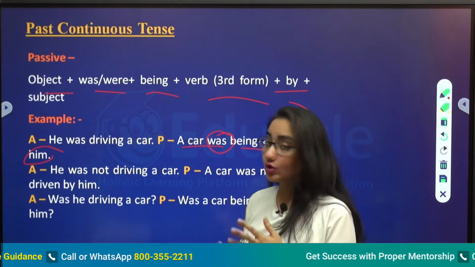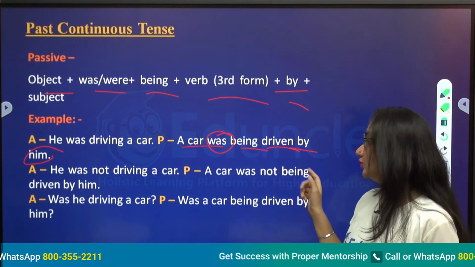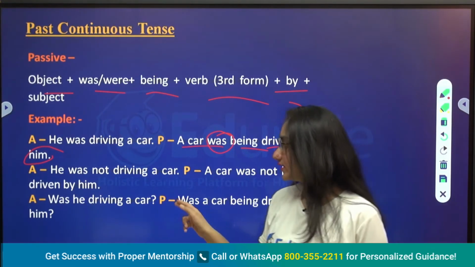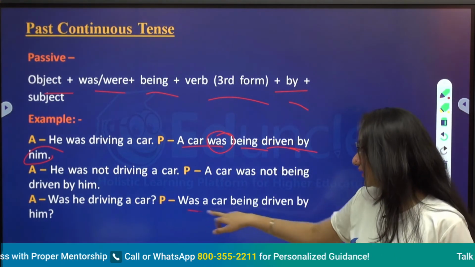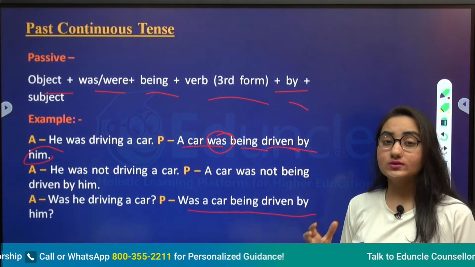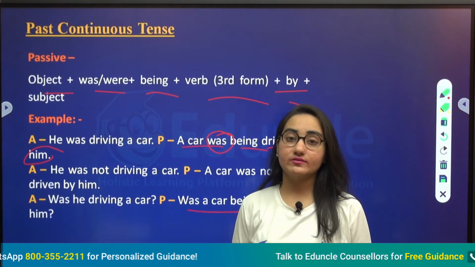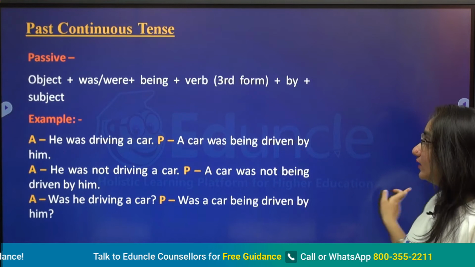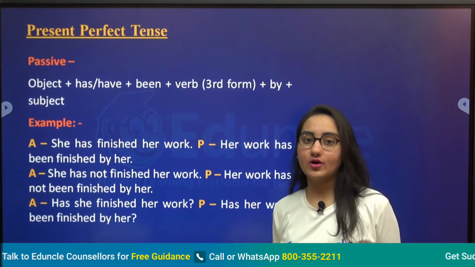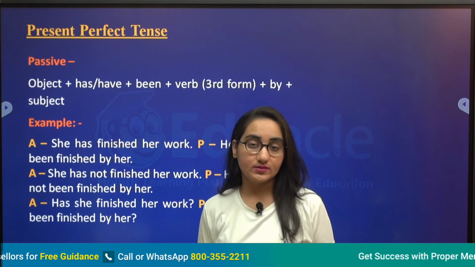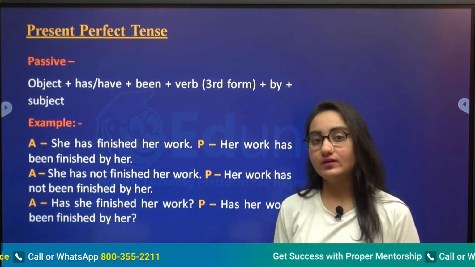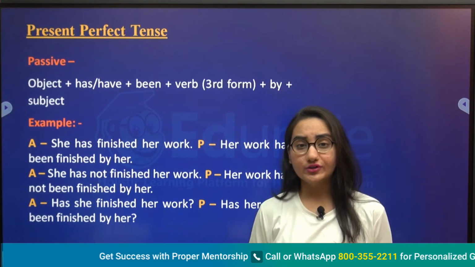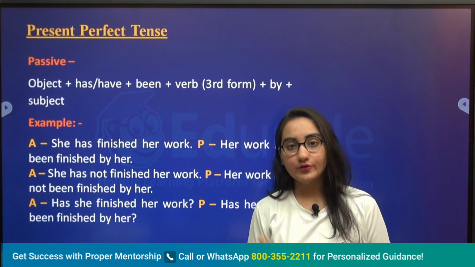Next example: he was not driving a car. So, a car was not being driven by him. And if I talk about the interrogative sentence, that is, was he driving a car? So, was a car being driven by him? So this is how we convert a sentence of the past continuous tense into the passive voice. Now let's talk about the future continuous tense. So shall/will will be added and the being will remain the same and the entire thing will remain the same. So this is how we convert a sentence from the future continuous tense into passive voice.